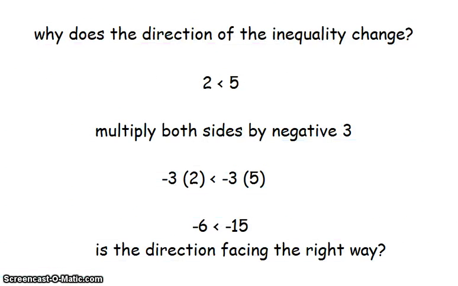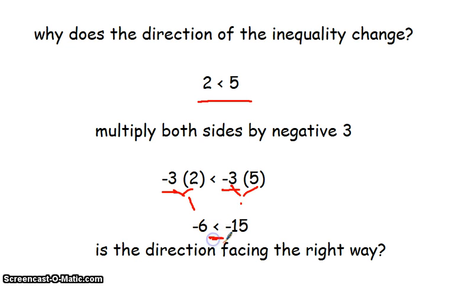I have a very simple problem on the board, or a statement right now. 2 is less than 5. Everybody knows that. But let's just say we multiplied both sides of this by negative 3. Negative 3 times 2 is negative 6. Negative 3 times 5 is negative 15. But now look at this.